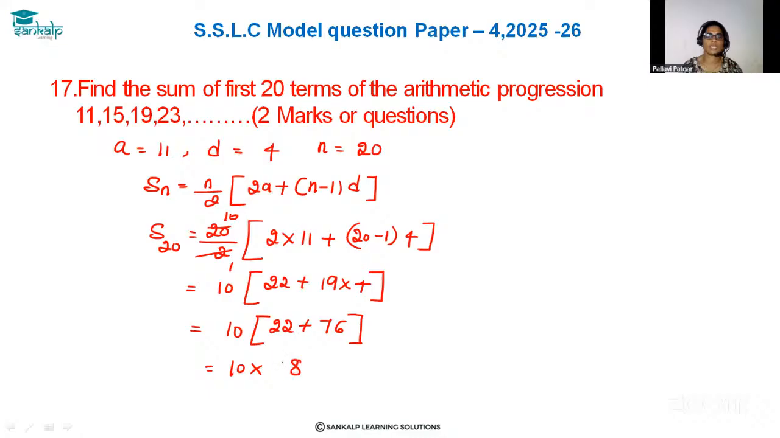7 plus 2 is 9. So 10 into 98 is 980. So S20 is equal to 980. So the sum of the first 20 terms of the arithmetic progression is 980. Thank you.